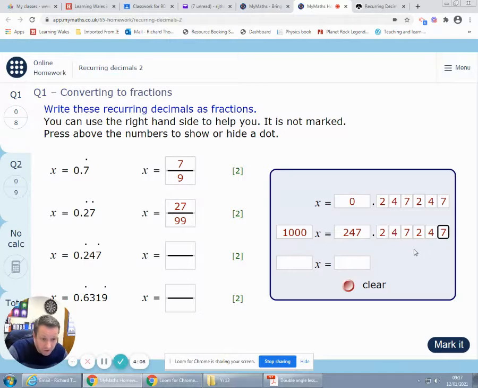Now, because they match up, I can subtract like I did earlier and get the fraction. So 1,000x take away 1x is 999x. 247 take away 0 is 247, and they disappear. So my fraction is 247 on the top. This 999 comes over and goes on the bottom. No problem.